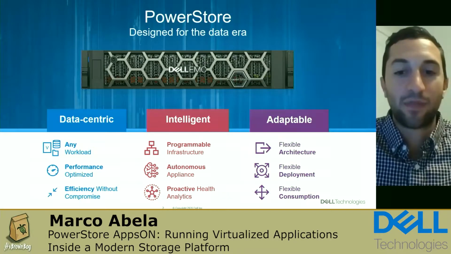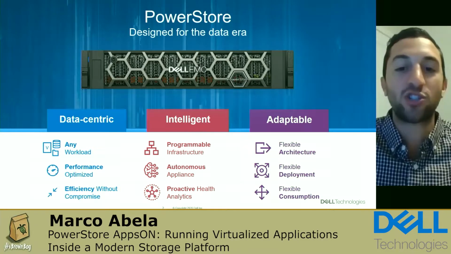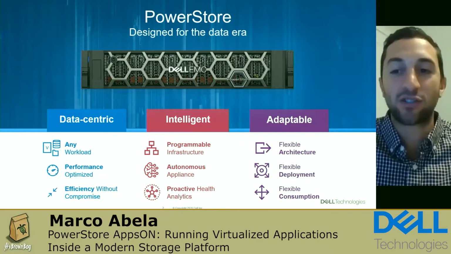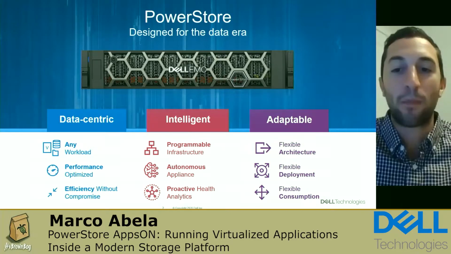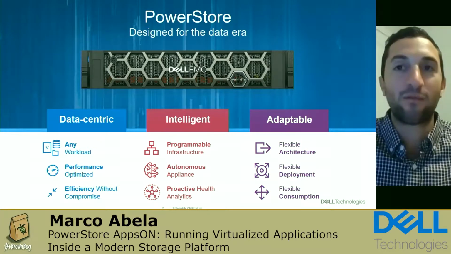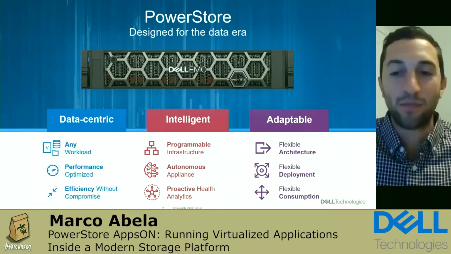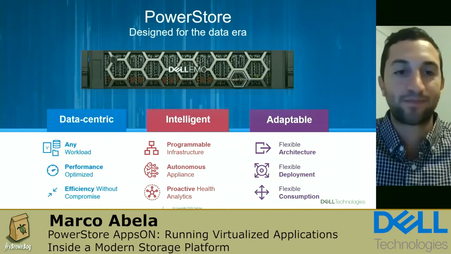Last is adaptability, with a flexible container-based architecture that can be deployed as a traditional external storage array or with VMware's ESXi hypervisor integrated to allow virtualized applications to run directly on PowerStore. This offers flexible deployment models to modernize infrastructure regardless of location and provides choice, predictability, and investment protection through flexible consumption models and data-in-place upgrades.